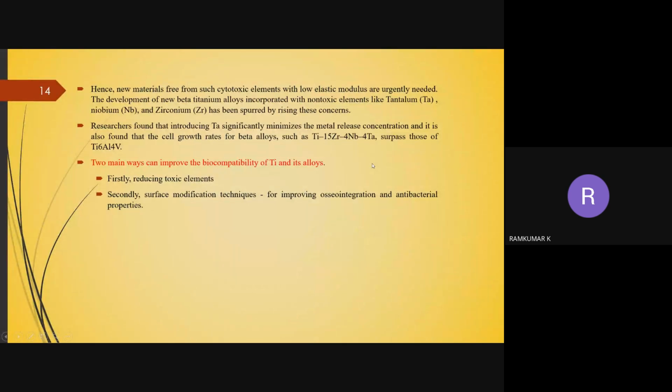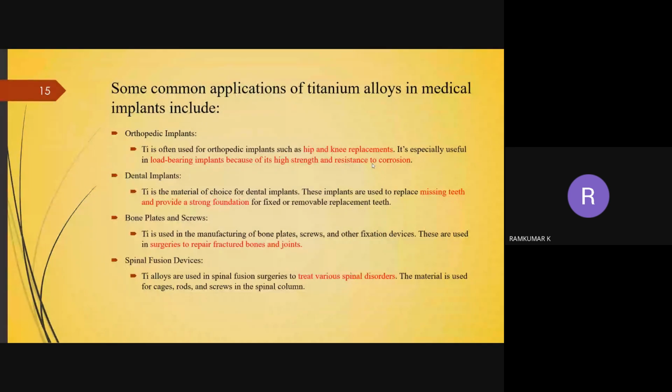There are two main things we have to do to improve the biocompatibility of titanium and its alloys. First, we have to reduce the toxic elements. After that, we have to improve the surface modification for improving the osseointegration and antibacterial properties. Because if you are improving the osseointegration properties, the implant will easily bond with the adjacent bones, and by improving the antibacterial properties, we can reduce the infection, which would create an inflammation. After that, it will create pain and swelling in the particular area.